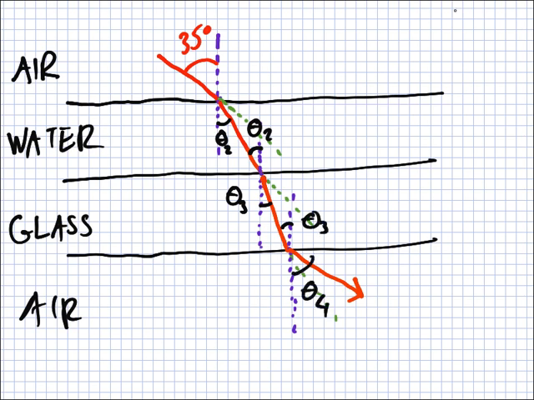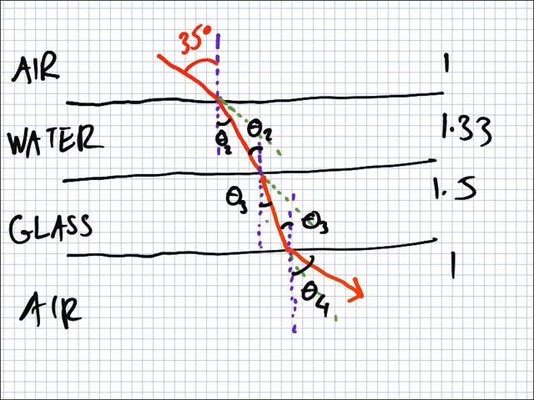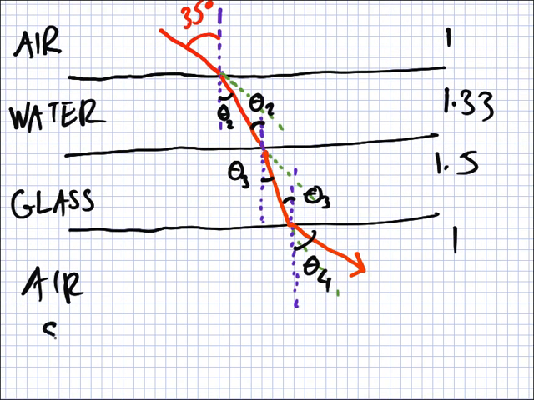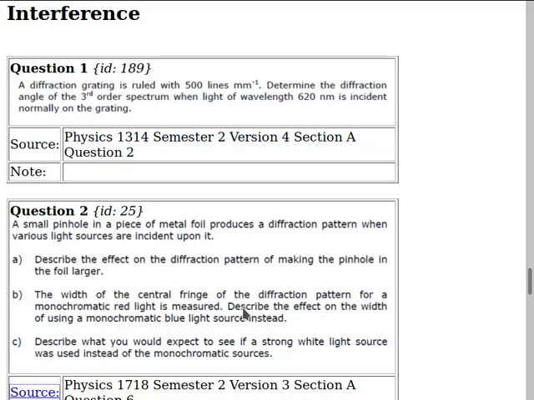And refractive index, please. 1, 1.33, 1. And which angle do we want as the ray enters the glass block? Theta 2. So we have sine 35 over sine theta 2 equals 1 over 1.33 over 1. So what's theta 2 then? 25.5. Okay. And then what do they want next?